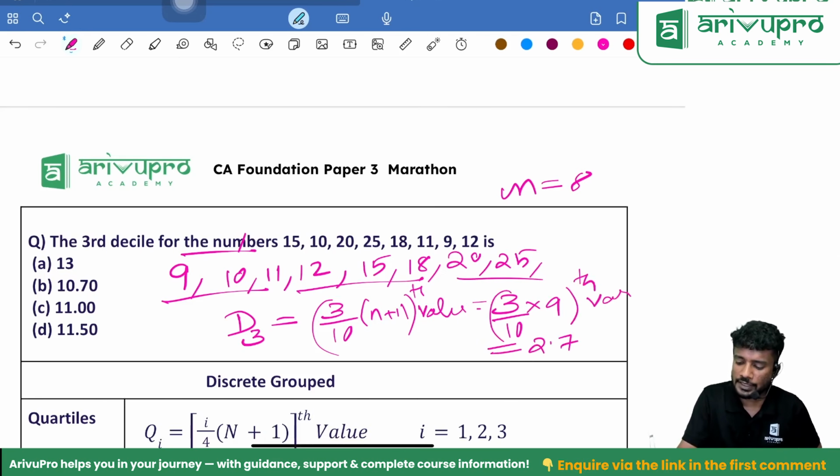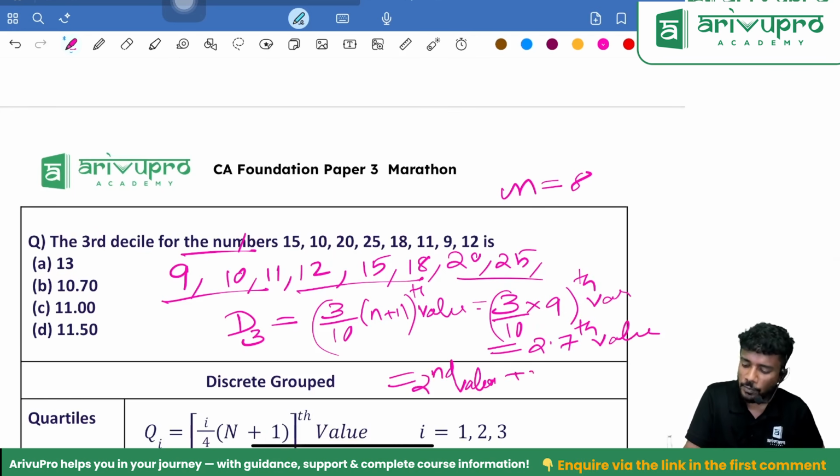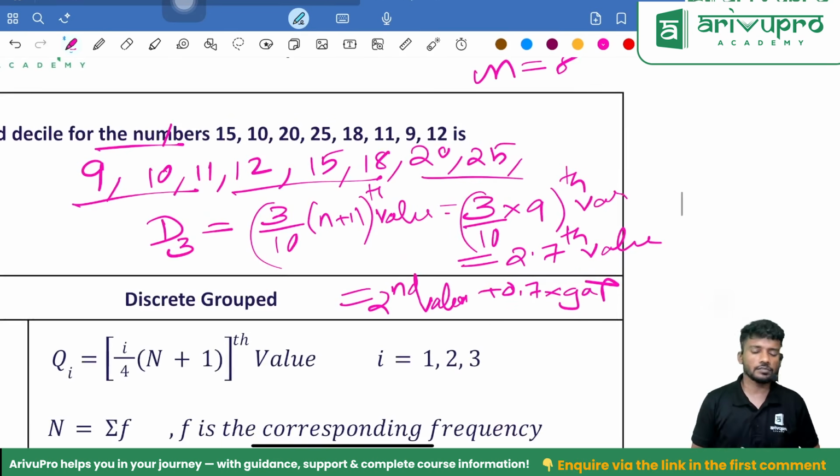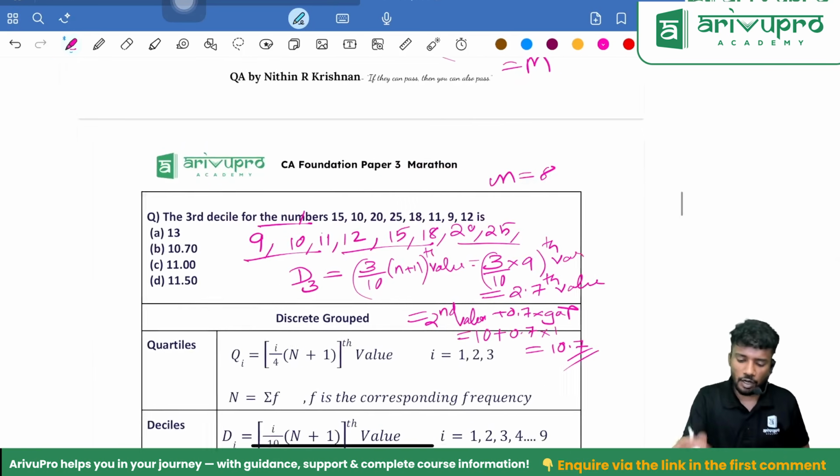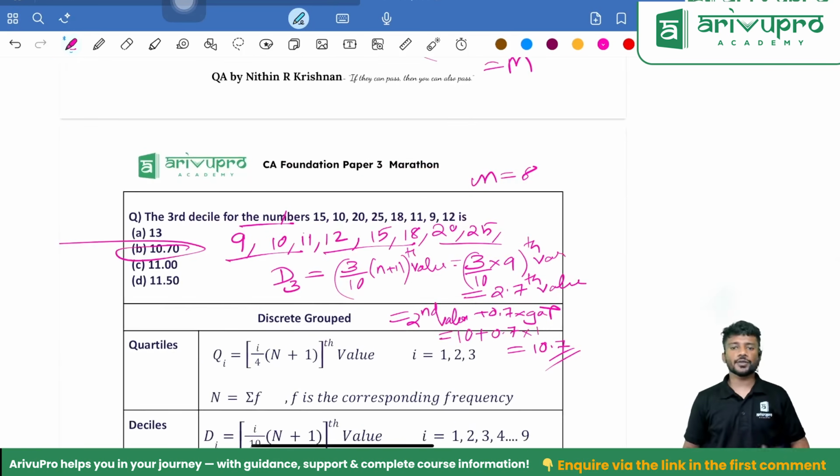The 2.7th value. How will you write it? Second value plus 0.7 into gap. Second value is what? 10. Plus 0.7 into gap is how much? 1 is the gap. So how much is the answer? 10.7 is your answer. Option B is your answer.